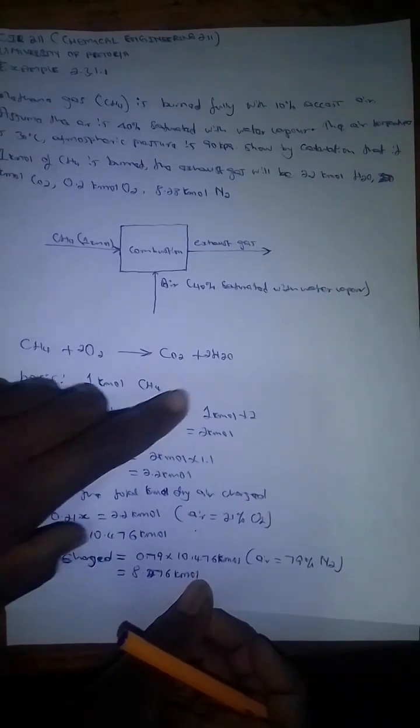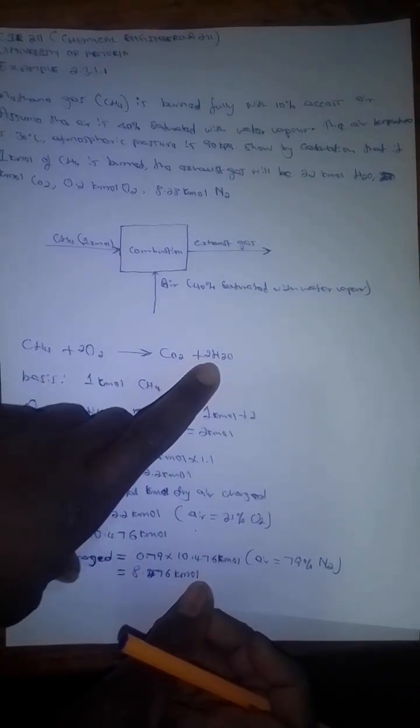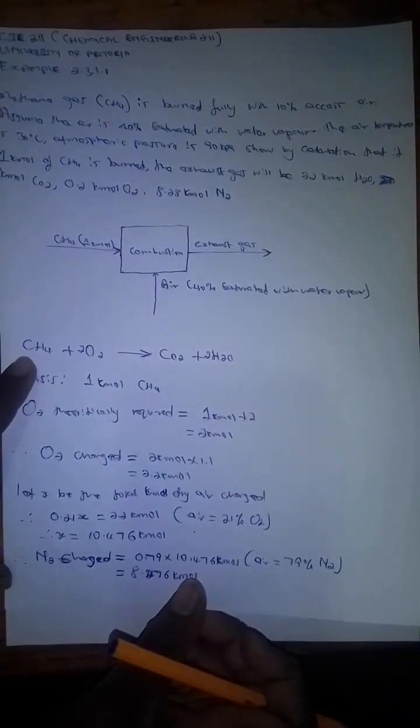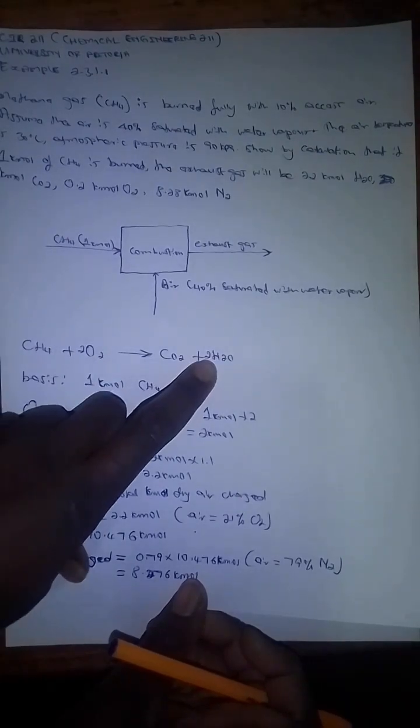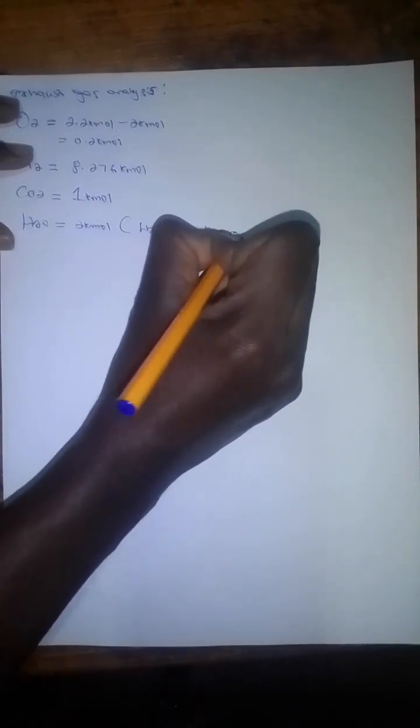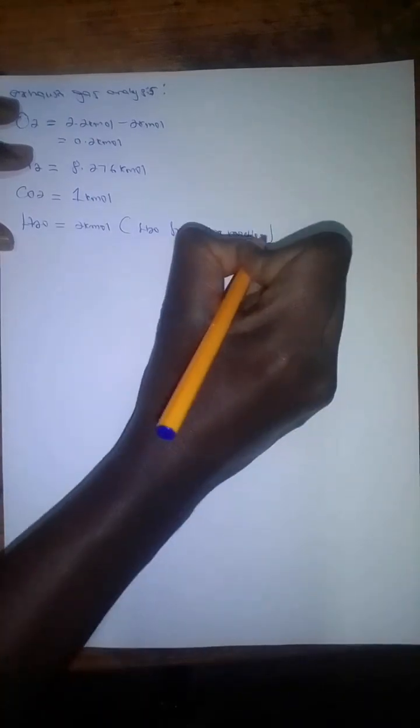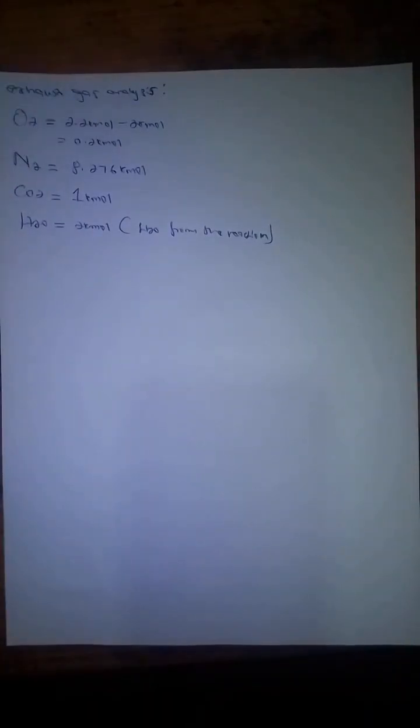So now we see that in the reaction, water also forms, right? And the ratio of water to methane is 1:2, which means if 1 kilomole of methane reacts, then 2 kilomole of H2O is going to form. So I can just say that H2O is equal to 2 kilomole, right? But I need to highlight here that it's H2O from the reaction. It's important that I highlight the fact that the water we see here is actually the water that came in from the reaction.